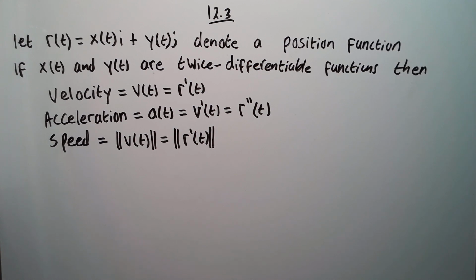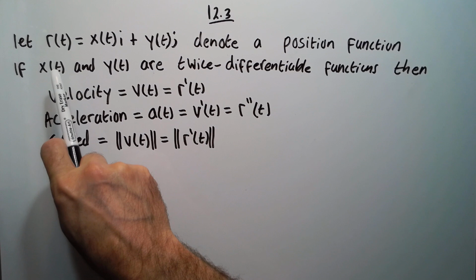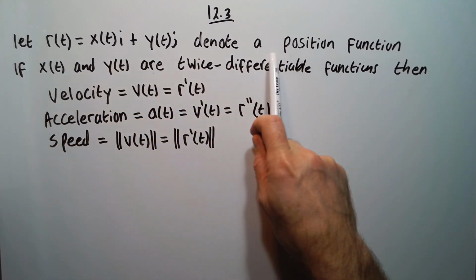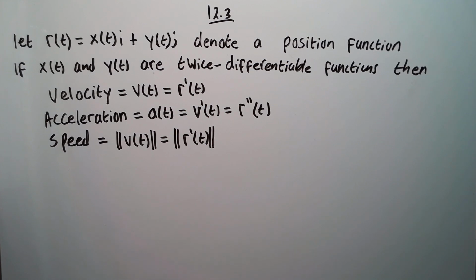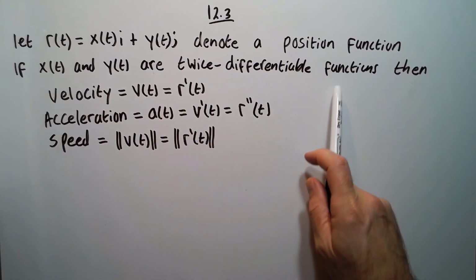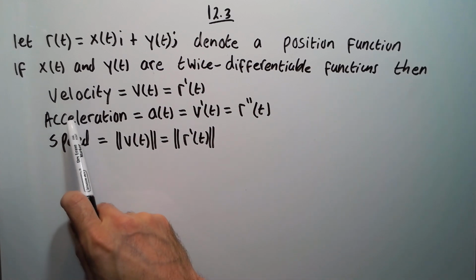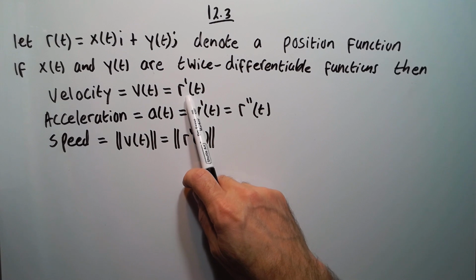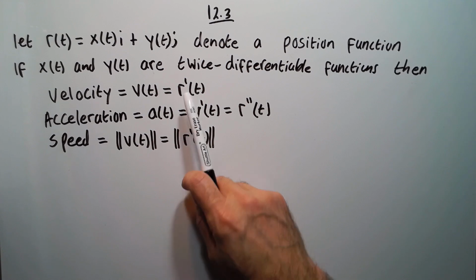Okay, so let's do 12.3. Let r of t equal x(t) i plus y(t) j denote a position function. So if x(t) and y(t) are twice differentiable functions, then the velocity, which we'll denote by v of t, is defined to be the derivative of our position function.